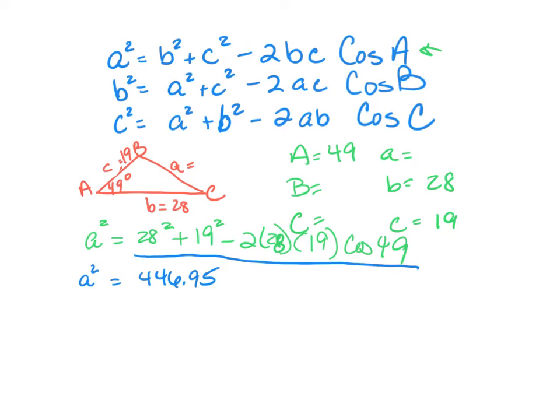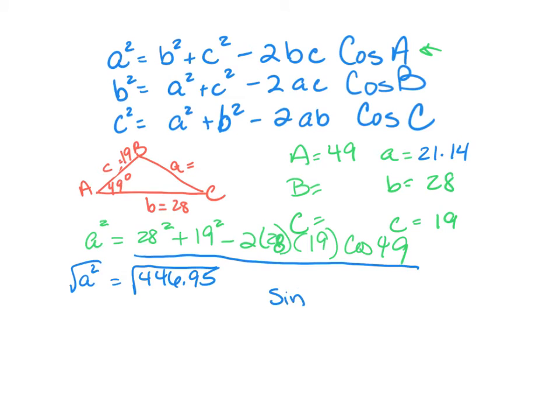446.95 is equal to A squared. So in order to find A, you have to square root both sides. And what do you get, 20-something? 21.14. Okay, 21.14. You need big B and big C, but I see I have a full fraction. You can switch over to the law of sine, or you can stay with the law of cosine. I'm going to switch over to the law of sine.